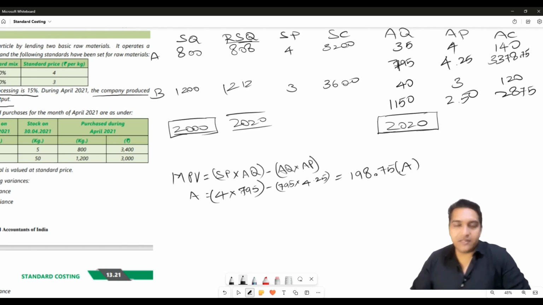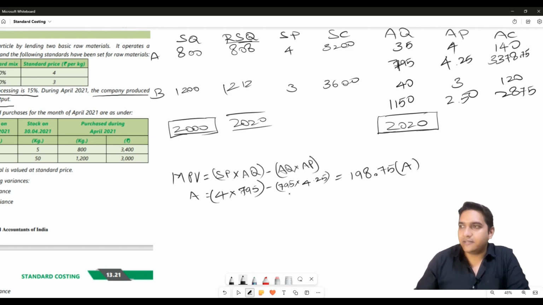What is A? A means adverse. How do we know it is adverse? Because the result of this is negative. If it is negative, that means it is adverse. That means we are in loss, right? There is a negative variance due to price. So we denote it as adverse. Now let us look at B.